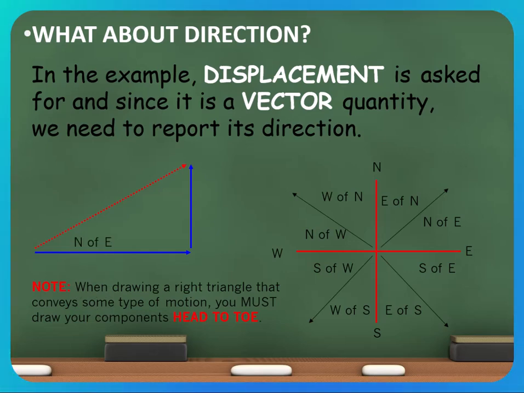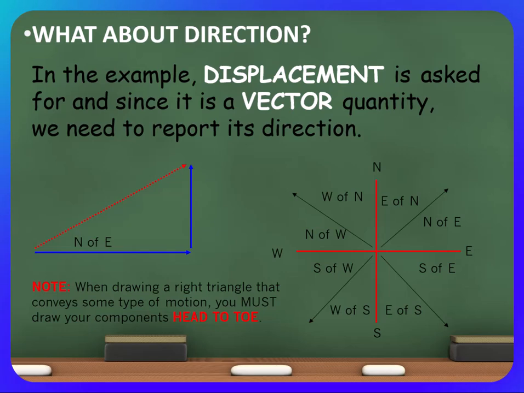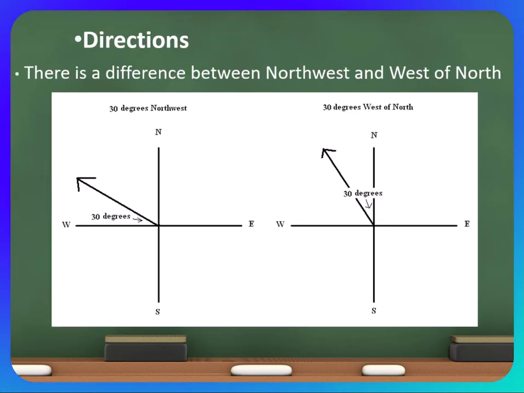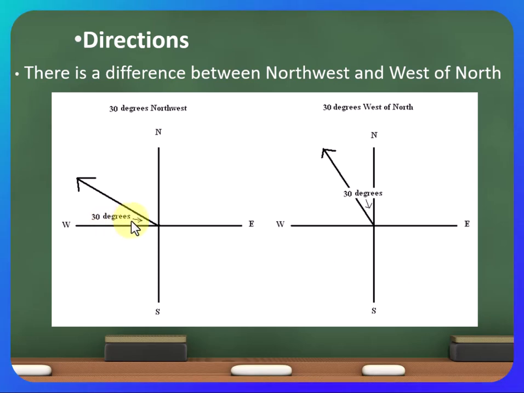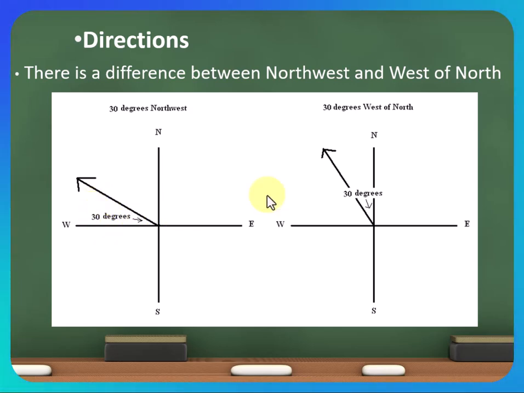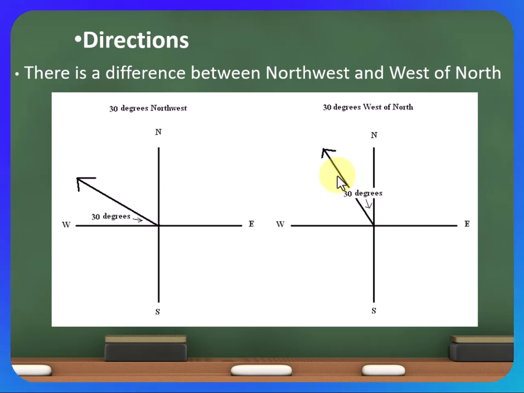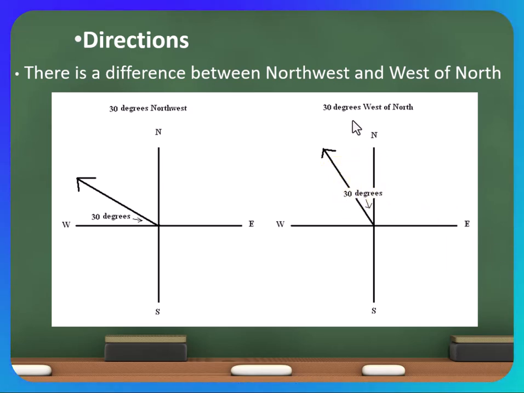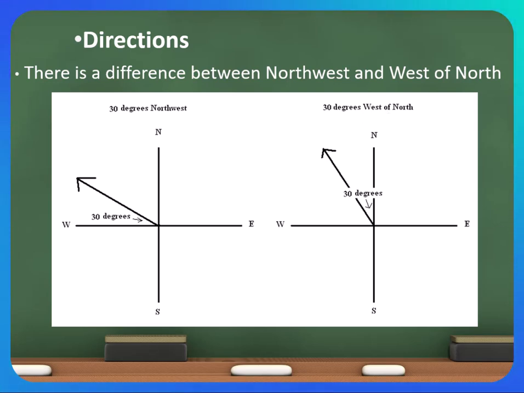So in our example, we're looking at north of east when we describe direction. Now there's a difference between northwest and west of north. So this is 30 degrees northwest. That's north of west. But this is 30 degrees west of north. We're not as much used to describing it this way, west of north, but we are used to hearing northwest.